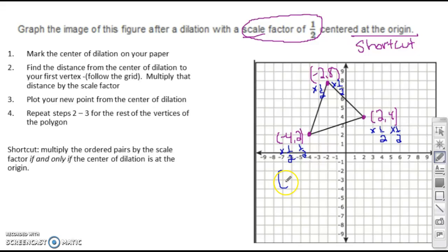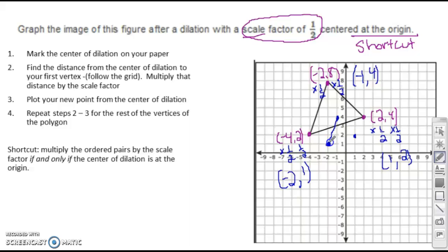Here, half of -4 is -2, half of 2 is 1. So my new point would be at -2, 1. Up here, half of -2 is -1. Half of 8 is 4. So it would be at -1, 4. And then over here, half of 2 is 1. Half of 4 is 2.